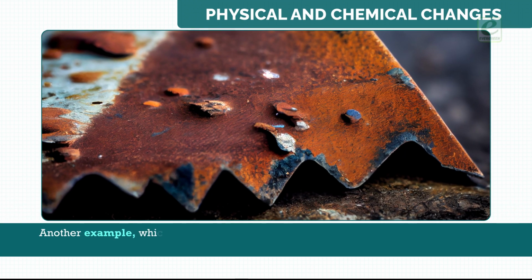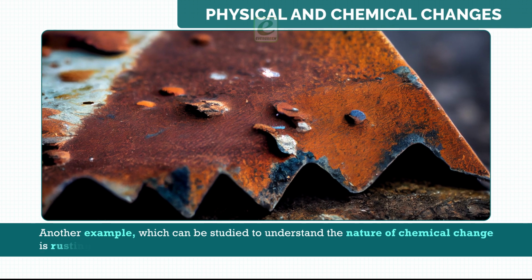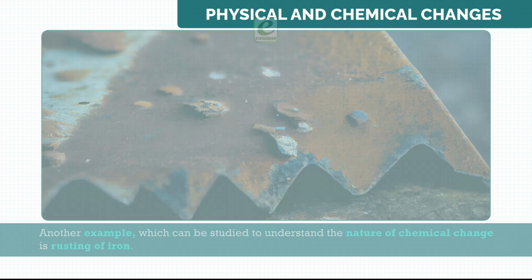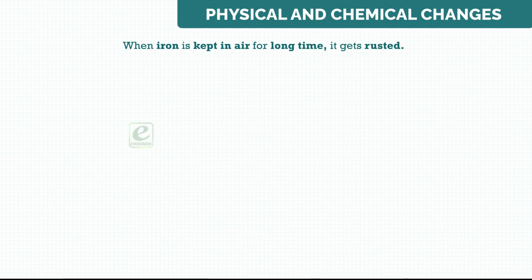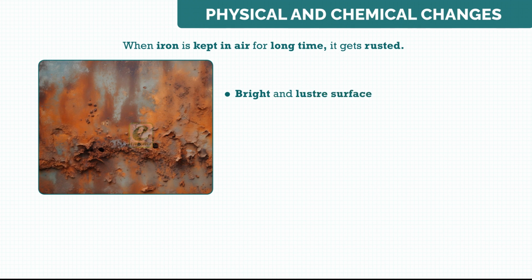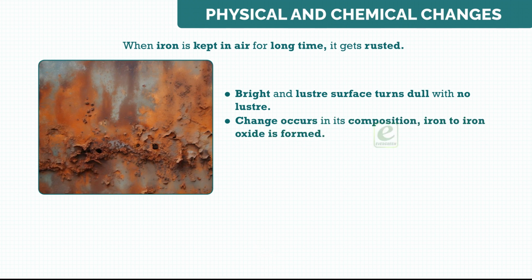Another example which can be studied to understand the nature of chemical change is rusting of iron. When iron is kept in air for a long time, it gets rusted. Bright and lustrous surface turns dull with no luster. Change occurs in its composition. Iron to iron oxide is formed.